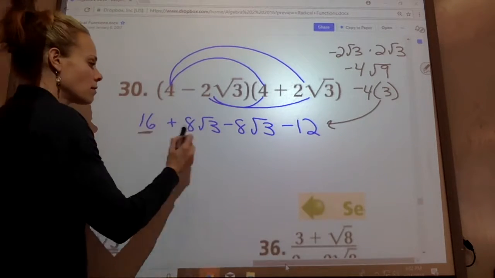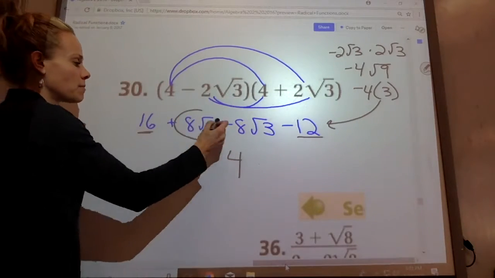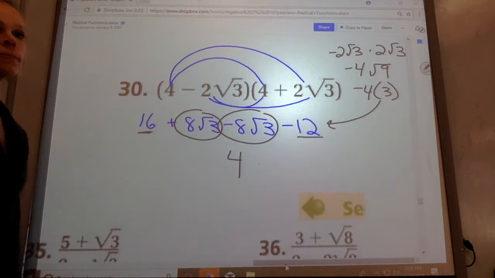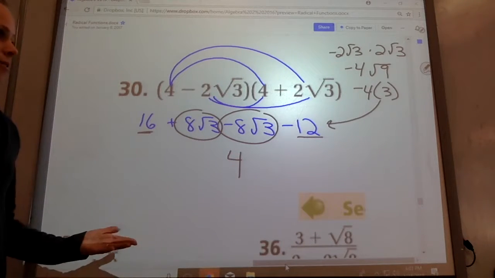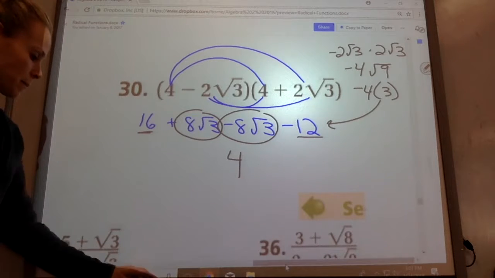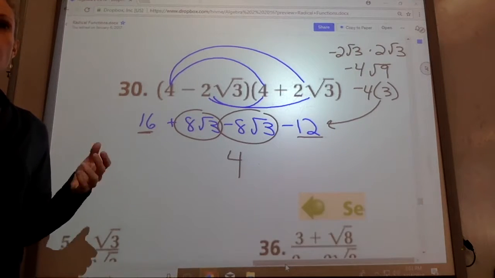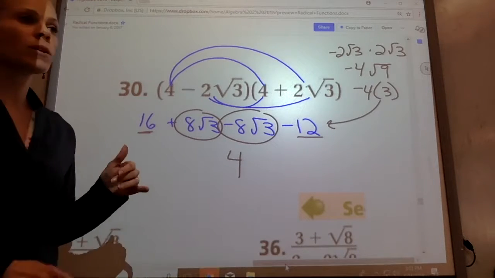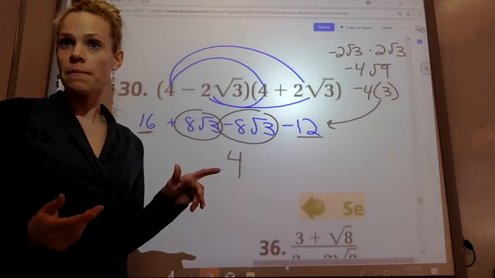Okay? So again, first and last combine. 4, and what happened to my outer inner? They canceled out. Okay? So why is that such a big deal? Because when we're rationalizing the denominator, we rationalize the denominator to get rid of any square root on the bottom of a fraction, right? Okay?